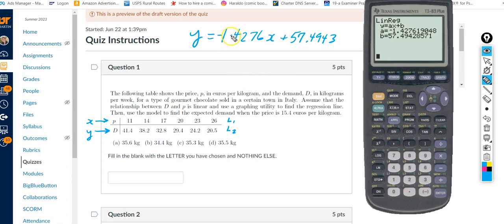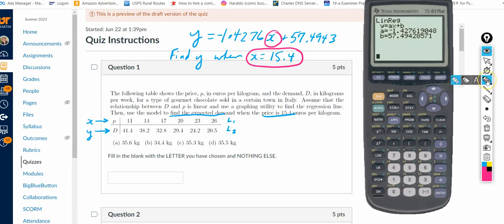Now, the question here is find the expected demand, find D, and D is Y. So we want to find out what Y is when the price is 15.4 and the price is our X value. And so what we do is you take your equation of your line, your linear regression equation, and you plug in X equals 15.4 into that equation. And then you round to 1 decimal place. Okay, so I'm going to do that now.